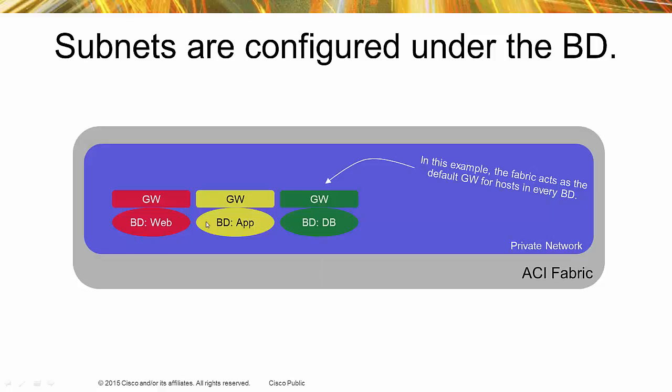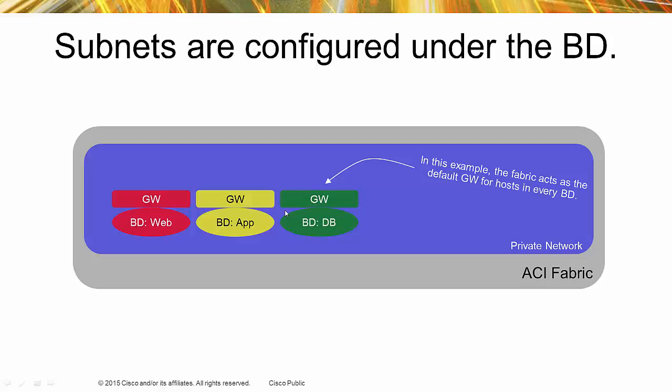If you recall, we create bridge domains. On the bridge domain, we can configure the default gateway, or we call it a subnet or an SVI. In this example, the fabric acts as the default gateway for hosts in every bridge domain. So for bridge domain web, any endpoint that we assign into the web, the default gateway is on the bridge domain web. Same thing, any endpoint which belongs to the bridge domain app, their default gateway is on the BD app. Same thing for the BD DB.